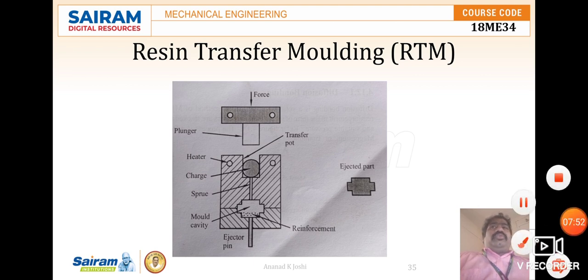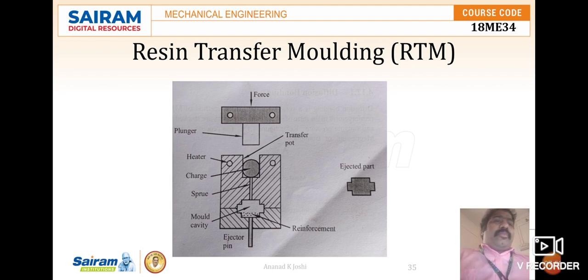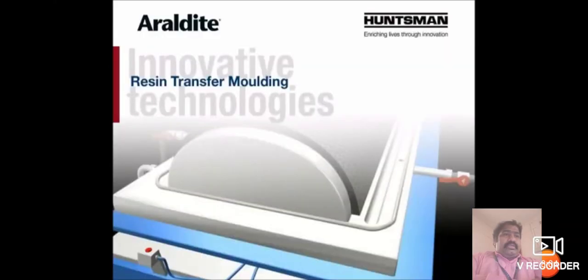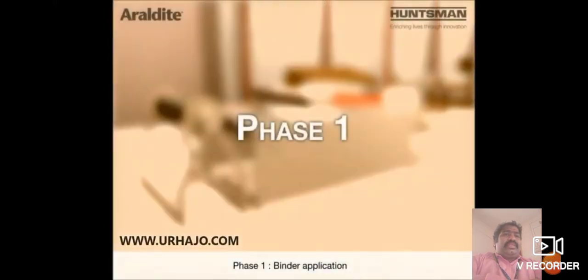So this is all about the process of various closed type molding. Let us have a look at a video so that we can understand it very easily. Let us have a look at resin transfer molding.